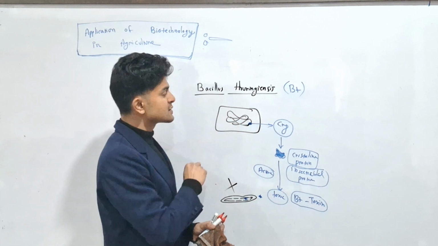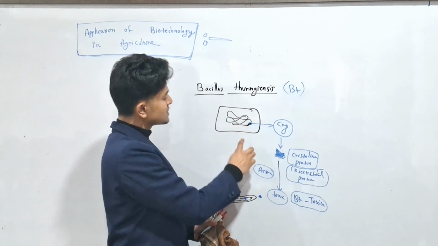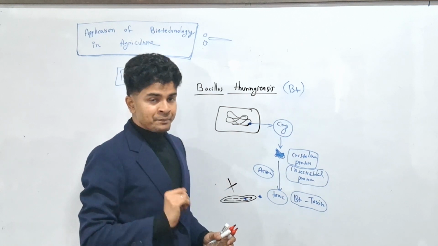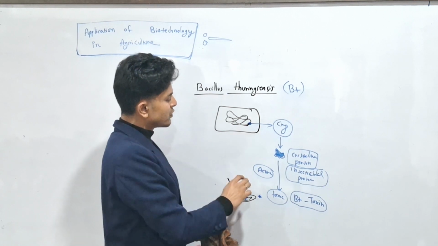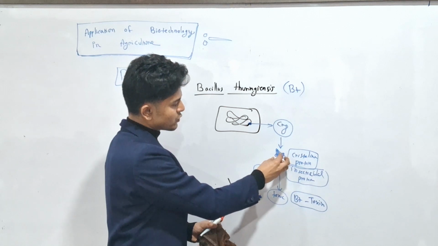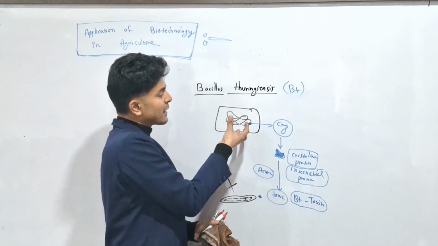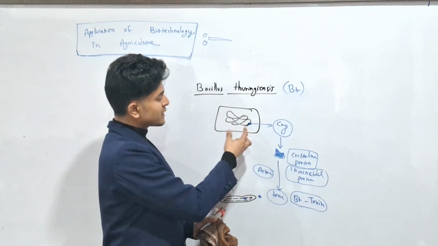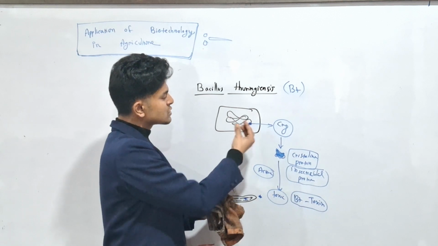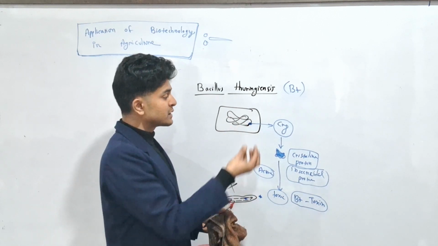So what is the answer? This bacteria's body pH is very low. They are acidic, so in their body this toxic protein, the crystalline protein, is not able to be active. So mostly it behaves as a protoxin. That's why it's not harming them.